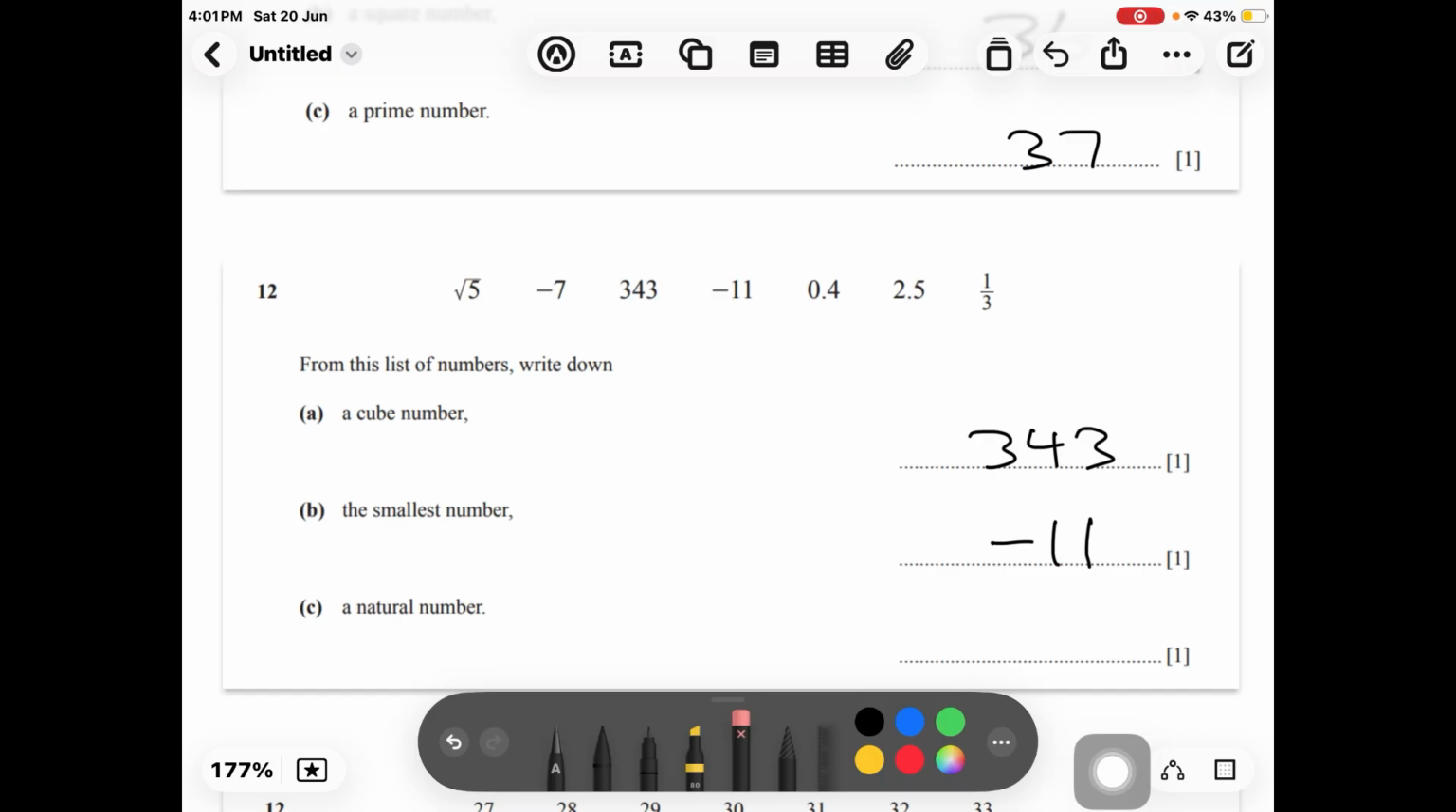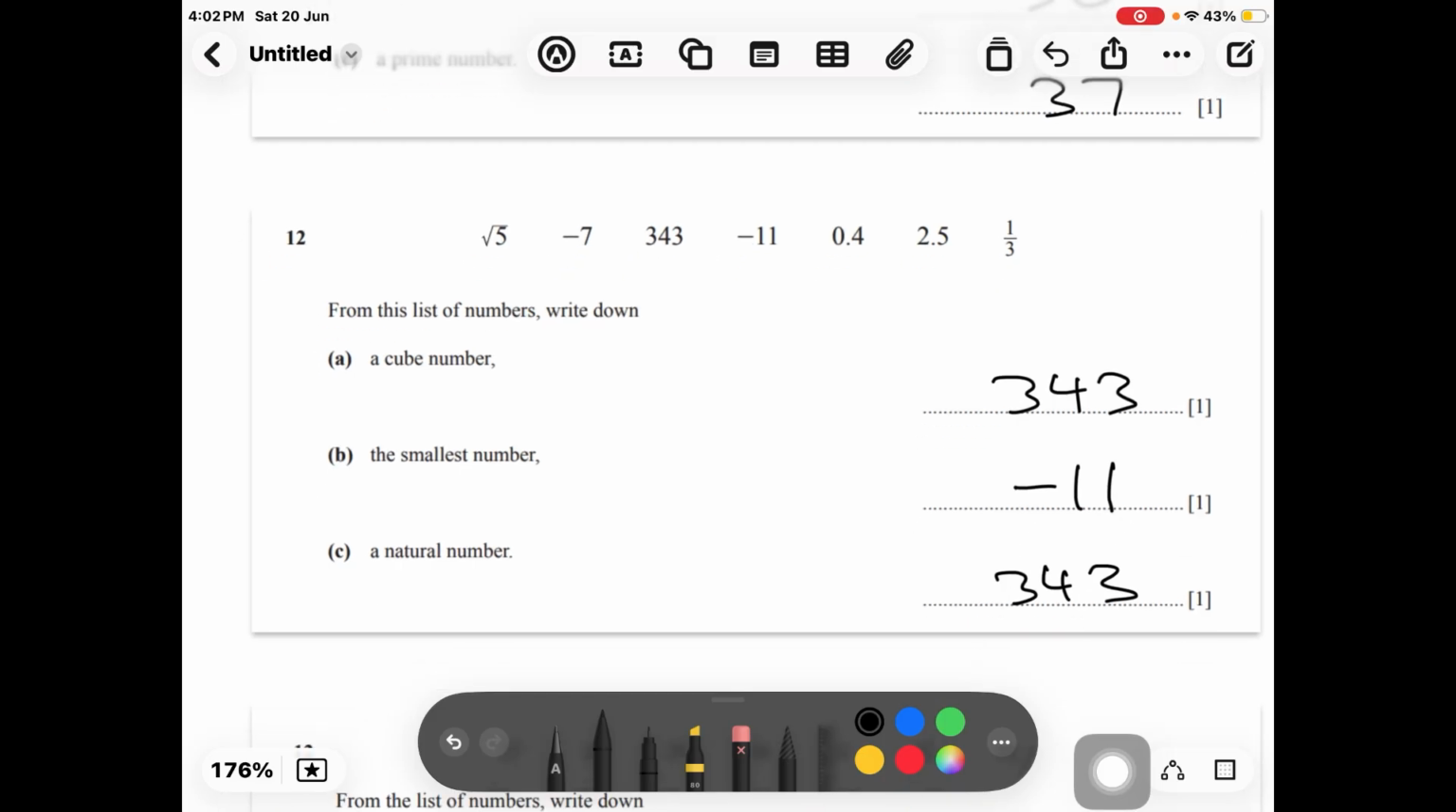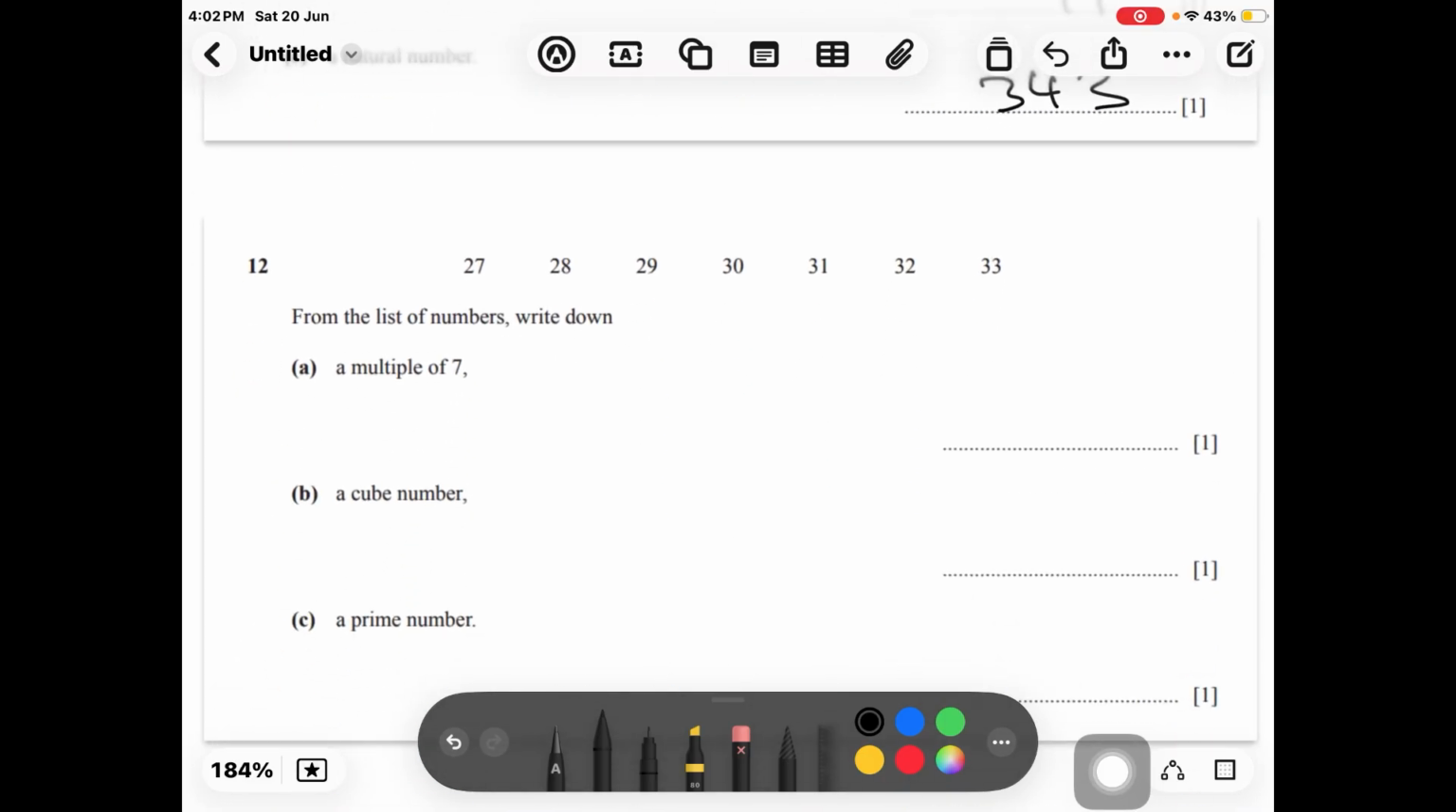And now we need to find a natural number. A natural number is any positive integer and it's not 0. So a positive integer here is 343. So the only natural number here is 343. That's it.